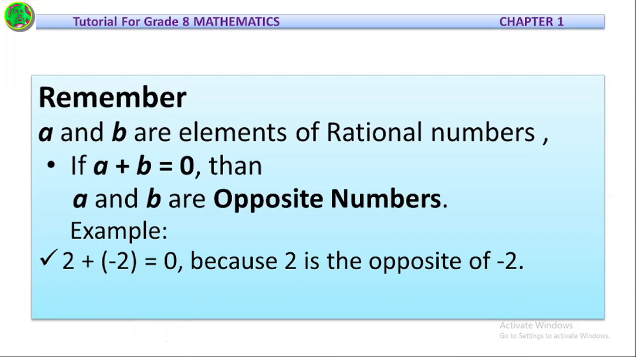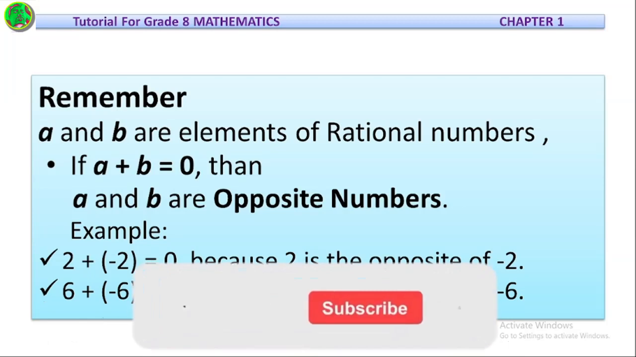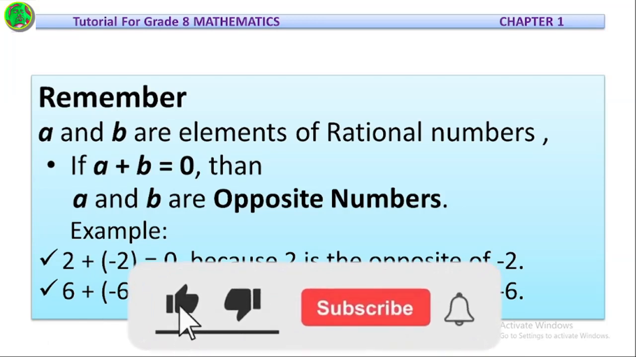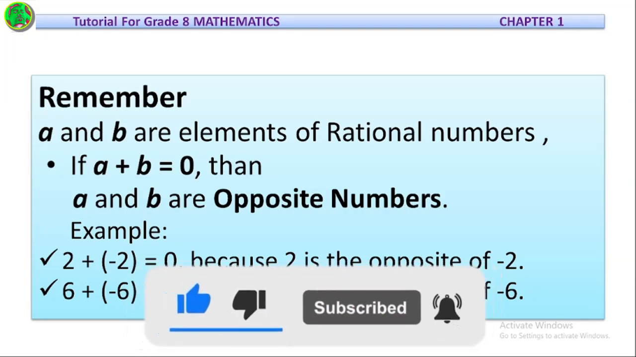Now look, 2 plus -2 is equivalent to 0. Why? Because 2 is the opposite of -2. That means the sum of two opposite numbers is 0 according to the given explanation.